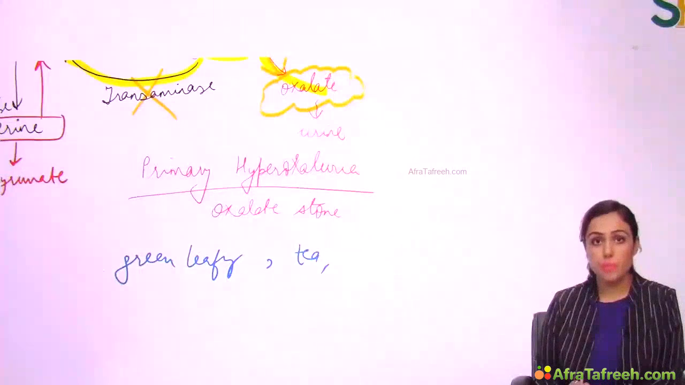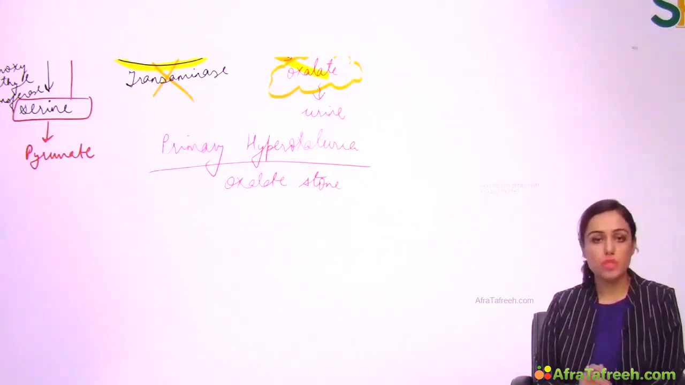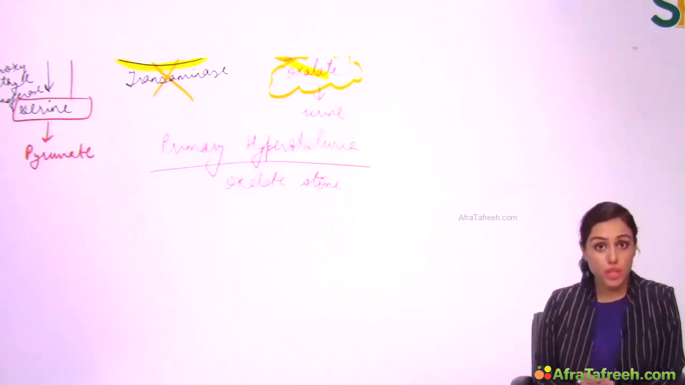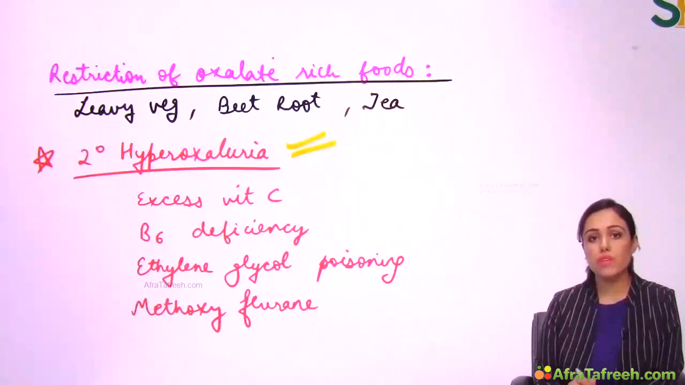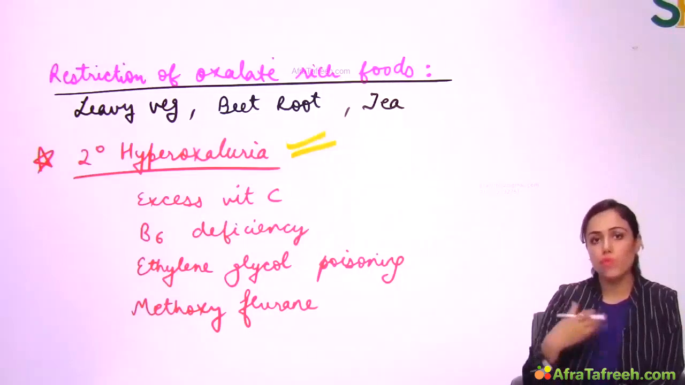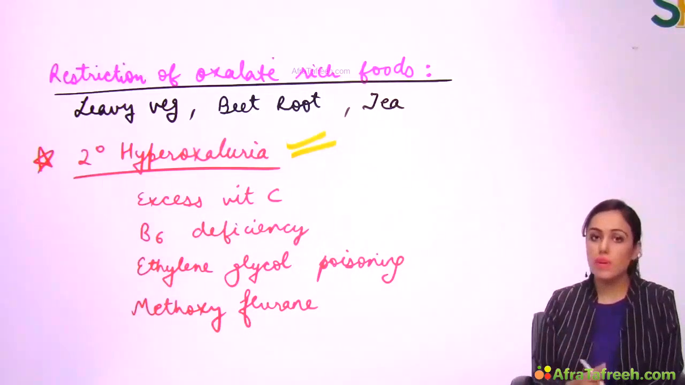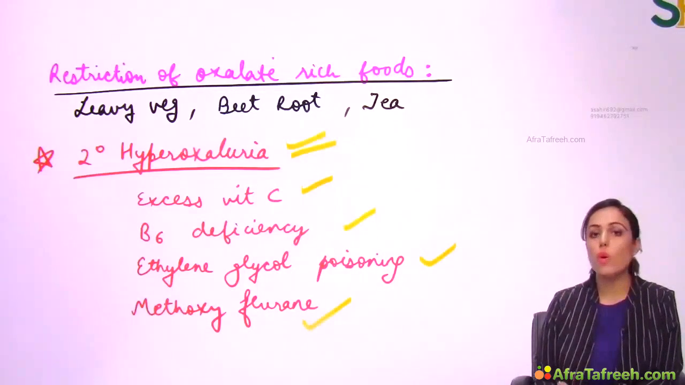In this patient there will be oxalate stones in urine because of excess oxalate coming in urine. And in this disease, primary hyperoxaluria, there should be restriction of oxalate rich foods for these patients. For example, green leafy foods and beetroot, and tea also should be restricted in these patients, right? And on the other hand, there is also secondary hyperoxaluria. Secondary hyperoxaluria means it is occurring because of some other thing, not primarily because of oxalate increase. For example, excess vitamin C can cause secondary hyperoxaluria. B6 deficiency, ethylene glycol poisoning, and methoxyflurane can all cause secondary hyperoxaluria.